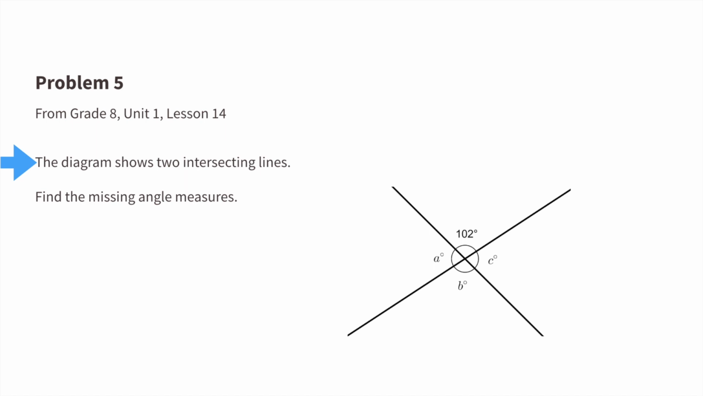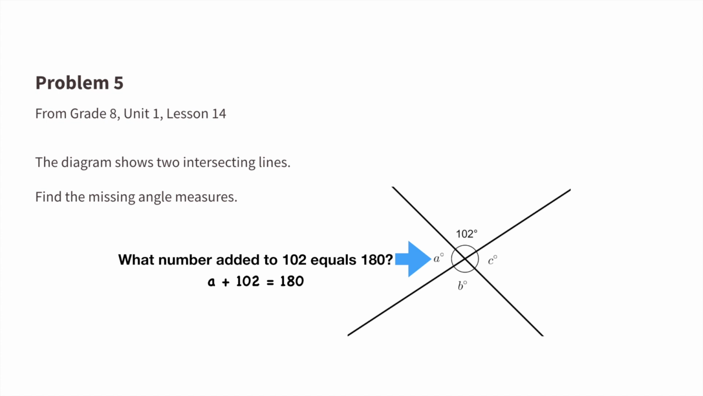Number 5. The diagram shows 2 intersecting lines. Find the missing angle measures. A. What number added to 102 equals 180? A plus 102 equals 180. That's the same as 180 minus 102 equals A. And 180 minus 102 is 78. So A measures 78 degrees.